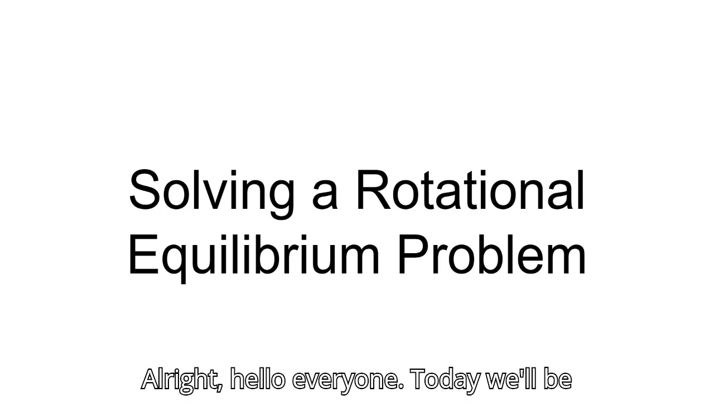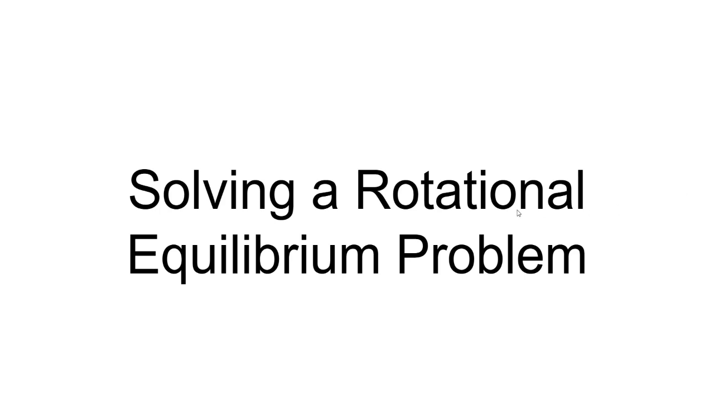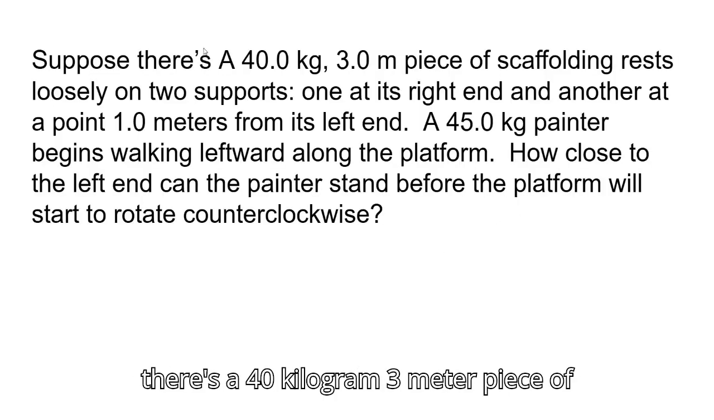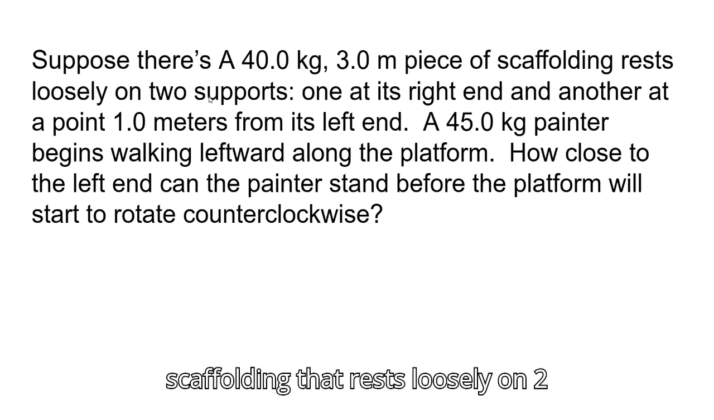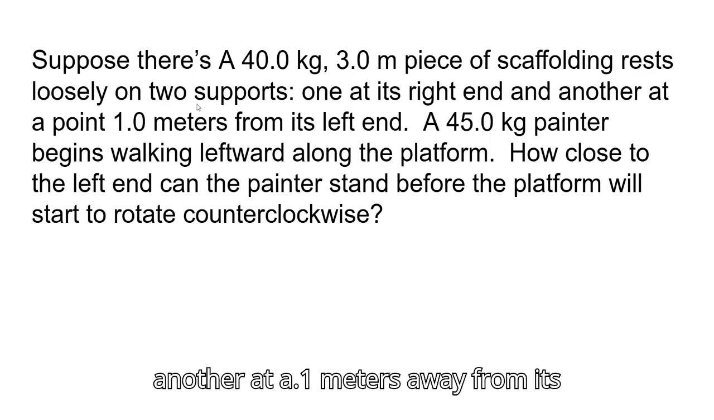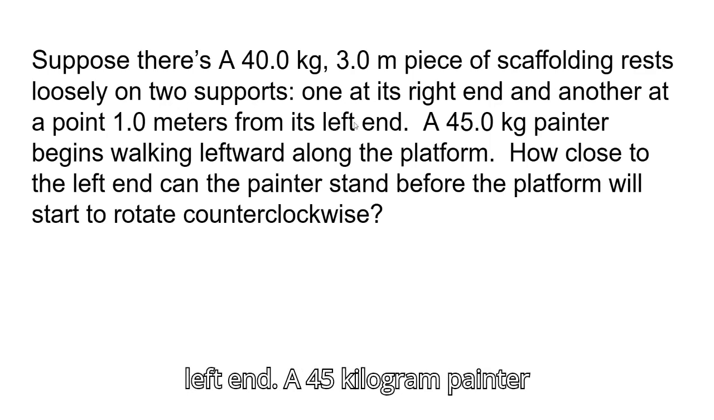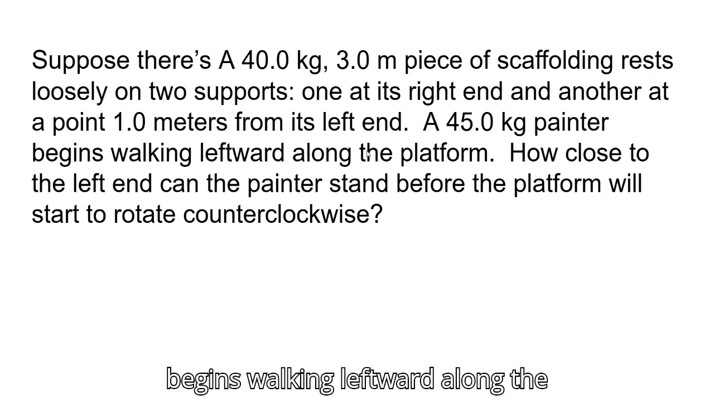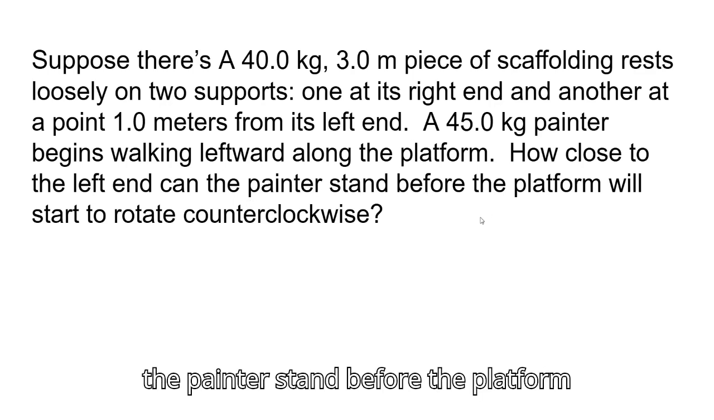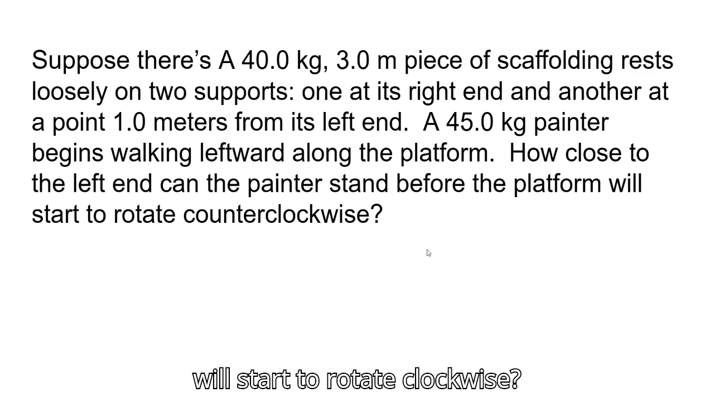Alright, hello everyone. Today we'll be solving a rotational equilibrium problem. So, the problem we're given is, suppose there's a 40 kilogram, 3-meter piece of scaffolding that rests loosely on two supports, one at its right end and another at a point 1 meter away from its left end. A 45 kilogram painter begins walking leftward along the platform. How close to the left end can the painter stand before the platform will start to rotate clockwise?